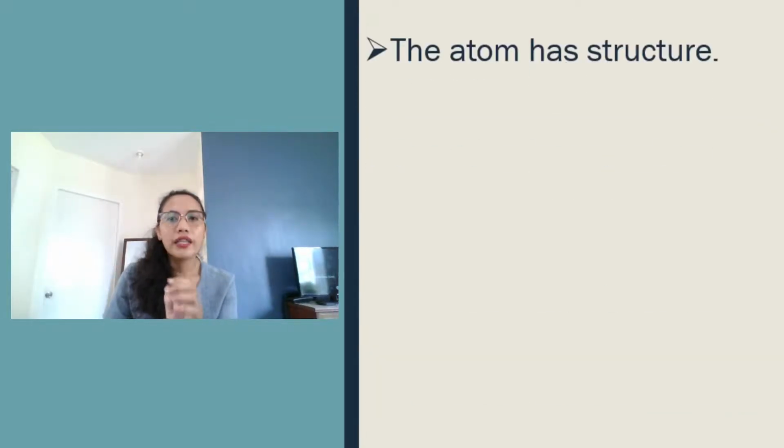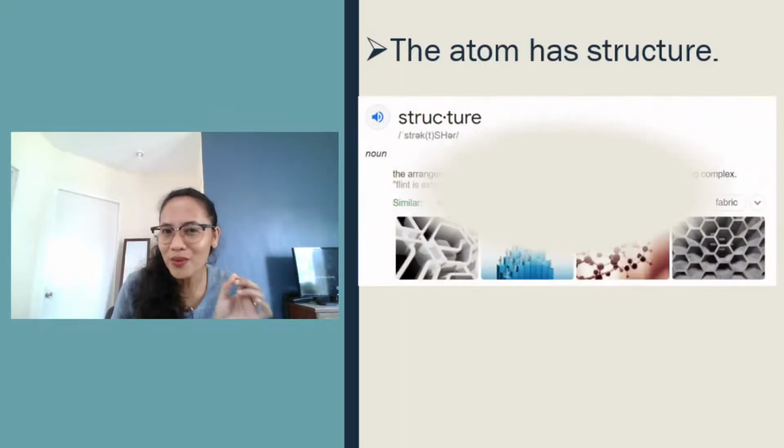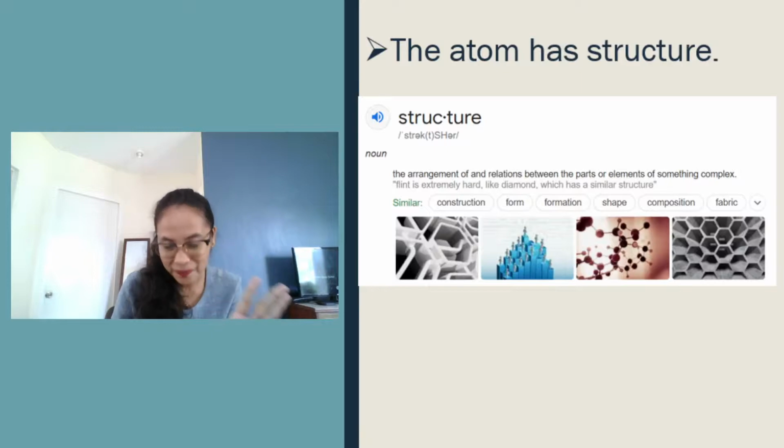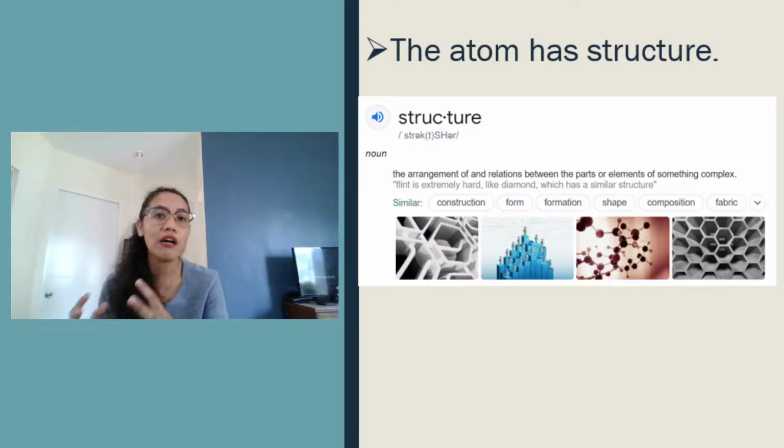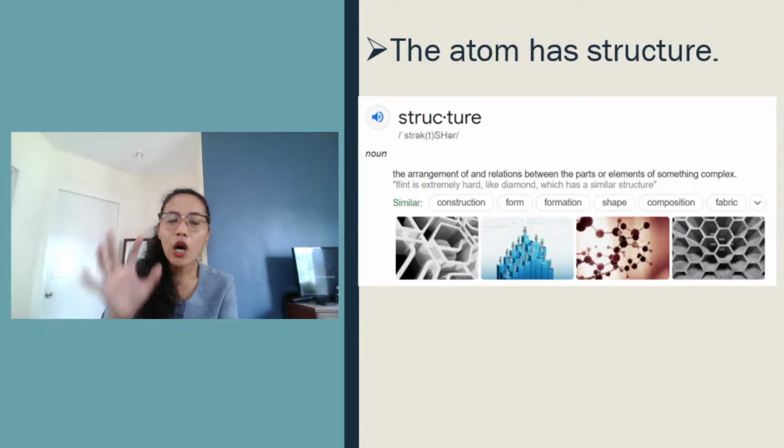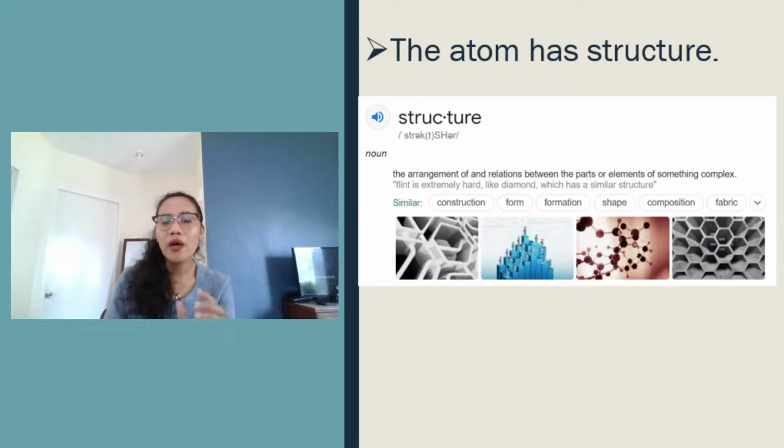Next, this one. Atom has a structure. Okay, what do we mean by structure? If we Google search the word structure, we could see this one. Structure is just a noun, and it means the arrangement of the parts of a certain complex. So the complex we are talking about here is just the atom.